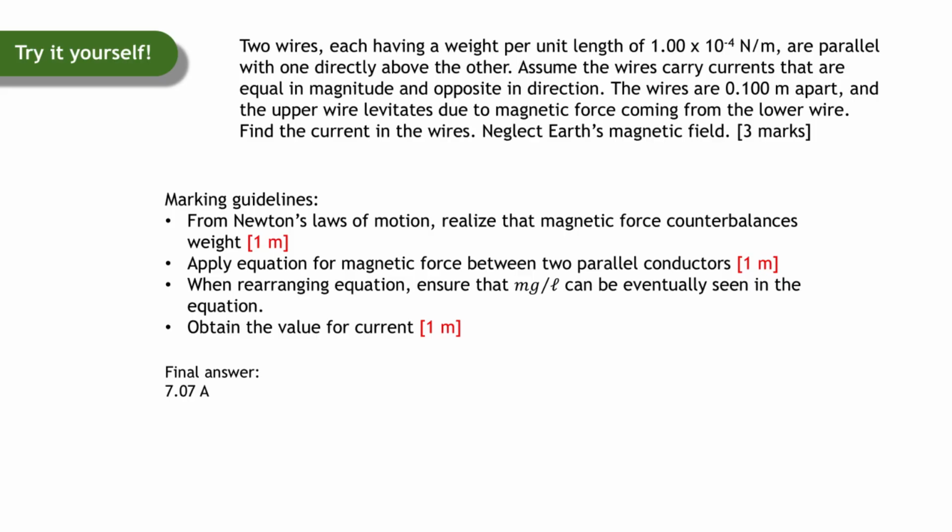Try it yourself. Problem involving two wires where the upper wire levitates due to the magnetic force from the lower wire. In this case, since the force must oppose gravity, the currents must be flowing in opposite directions to create repulsion. Use the force per unit length equation, obtain the value for current, and the final answer is 7.07 amperes.